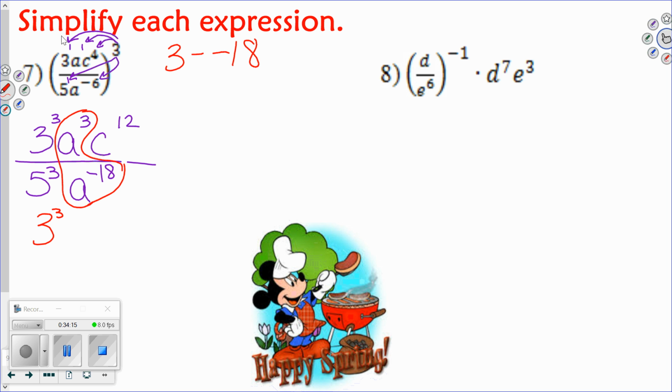By default, where does it go? To the top. So that's going to be a to the 21st. And I still have that c to the 12th up there. So it's always top minus bottom. Watch those double negatives. And then by default, it goes to the top. All right, so that was step 2. Step 3, move any negatives. Actually, don't have any left, so I don't have to worry about that. And then simplify. What do I still need to simplify? Yeah. What's 3 to the 3rd? 27.